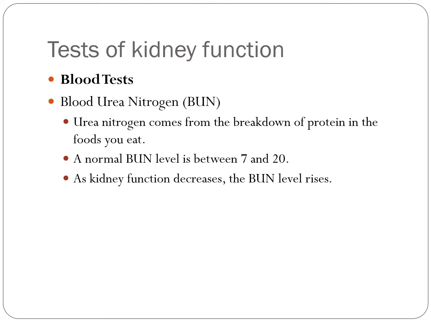Blood urea nitrogen. Urea nitrogen comes from the breakdown of protein in the food that we eat. A normal BUN level is between 7 and 20. As kidney function decreases, the BUN level rises.